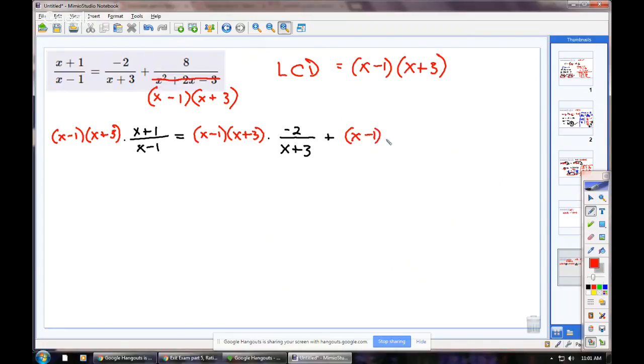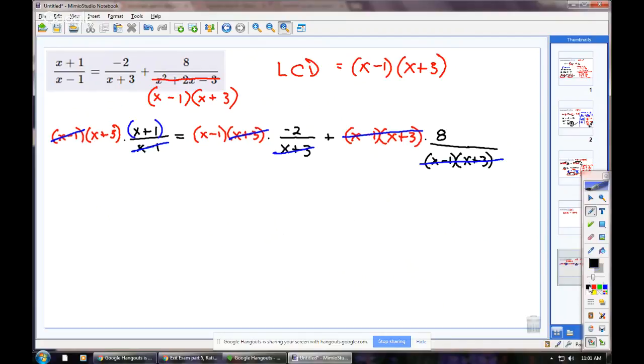x minus 1 times x plus 3 times the last part, 8 over... And I'm going to write it in factored form, x minus 1 times x plus 3. It's that last denominator. And then see what cancels. So in this last one, the whole denominator cancels with the LCD that we multiplied by. Second one, just the x plus 3 cancels. And the first one, just the x minus 1 cancels. And I'll put that in parentheses to be safe.